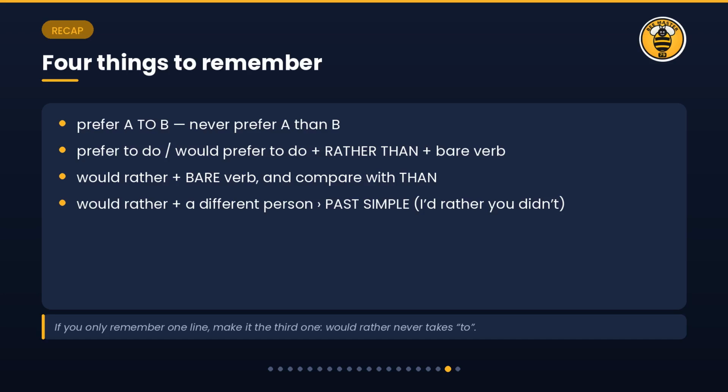4 things to take away. 1. Prefer to be. Never prefer than be. 2. If you start with prefer to do or would prefer to do, the comparison phrase is rather than followed by a bare verb. 3. Would rather takes a bare verb and compares with than on its own. 4. If somebody else is doing the action, use would rather plus that person plus a past simple verb. I'd rather you didn't. And if you only remember one line from this whole lesson, make it the third one. Would rather never takes to.